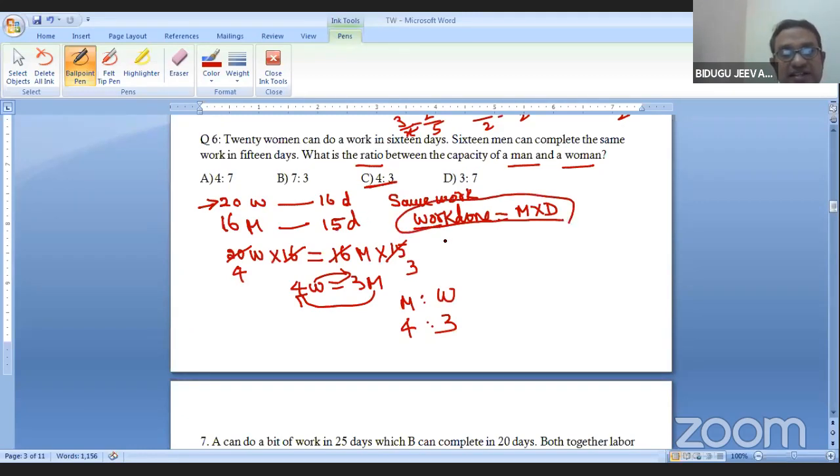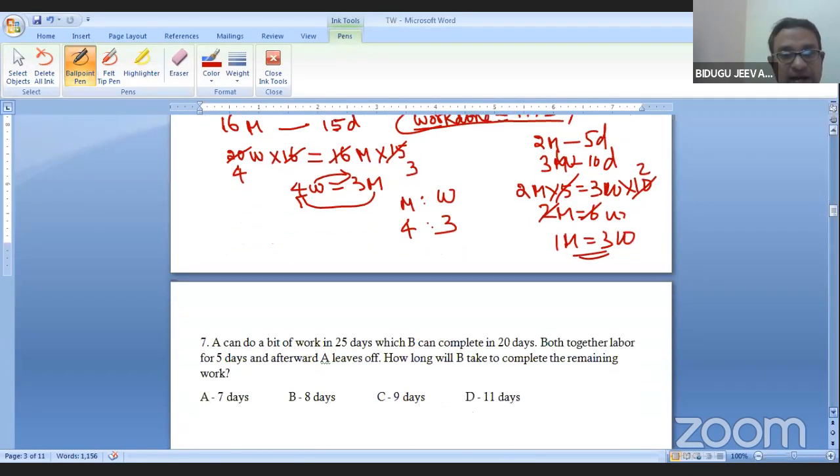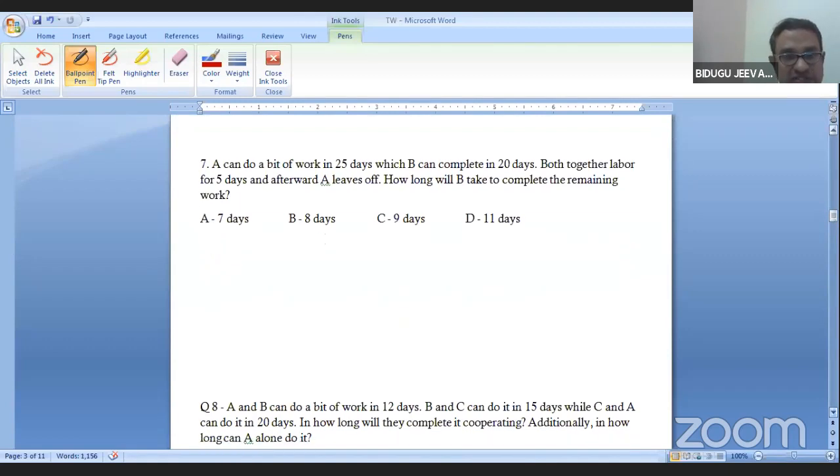Work done. So for example, I say that 2 men can do a work in 5 days, but 3 women can do the work in 10 days. How to compare this one? 2 men can do it in 5 days. 3 women can also do the work in 10 days. So 2 men is equal to 6 women. It is nothing but 1 man is equal to 3 women. That shows the relation between men and women. Now remember this one. Now, another one. Please note down the questions properly.